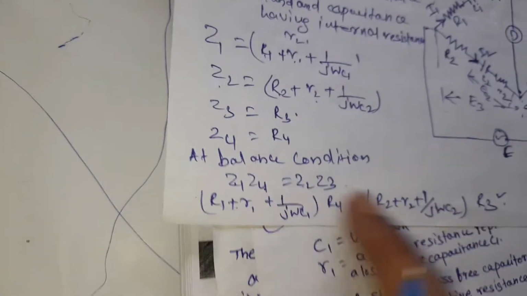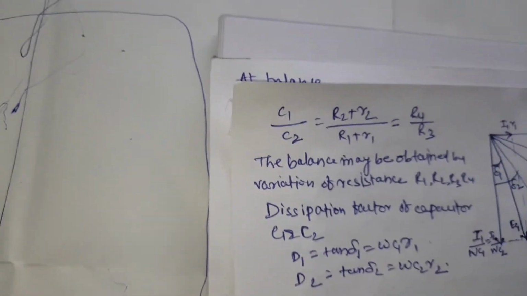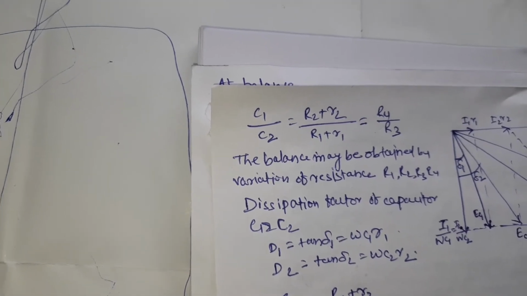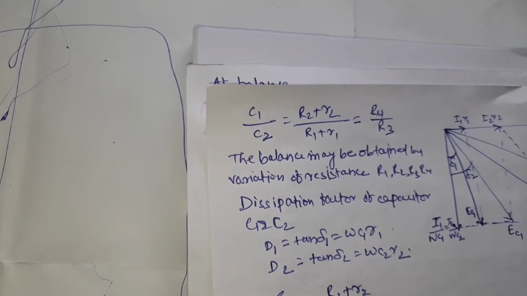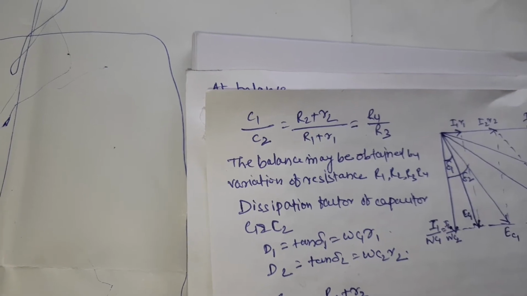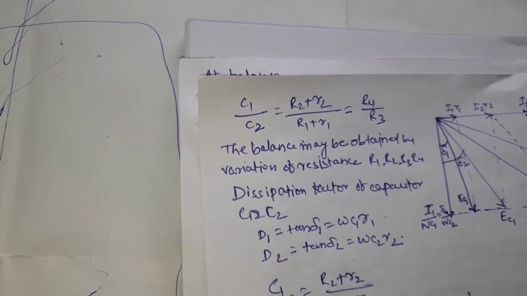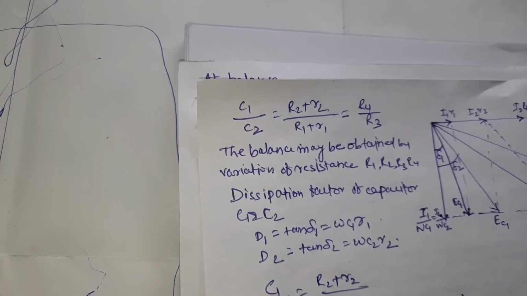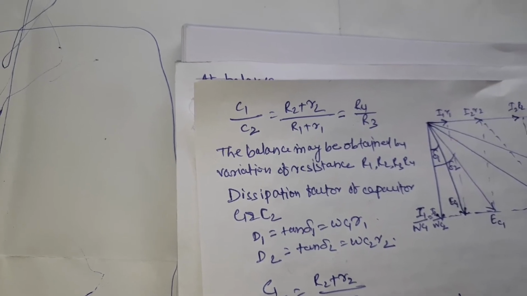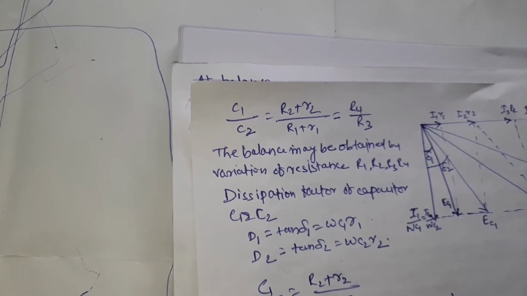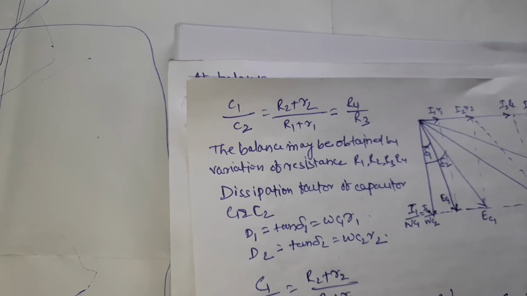By solving the two equations, we get the balance equation, that is C1 by C2 is equal to R2 plus small r2 by R1 plus small r1, which is equal to R4 by R3. The balance may be obtained by varying the resistances R1, R2, R3, R4.